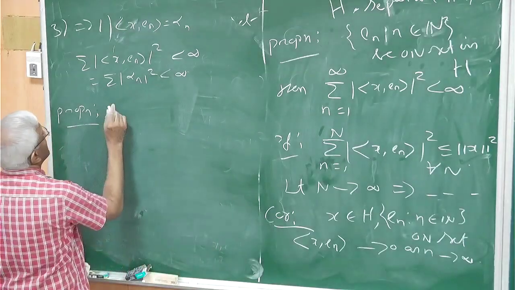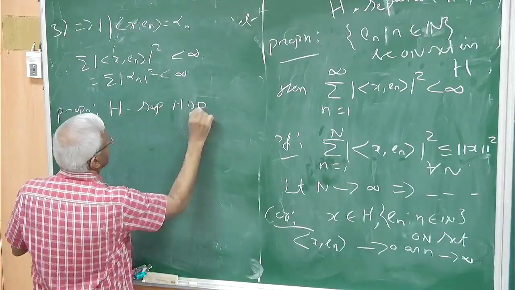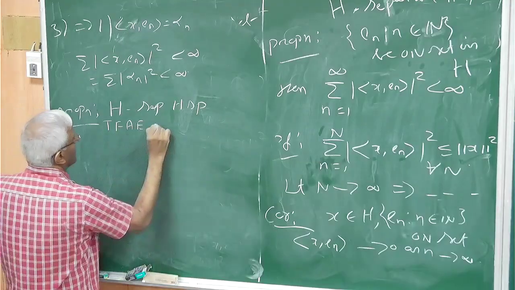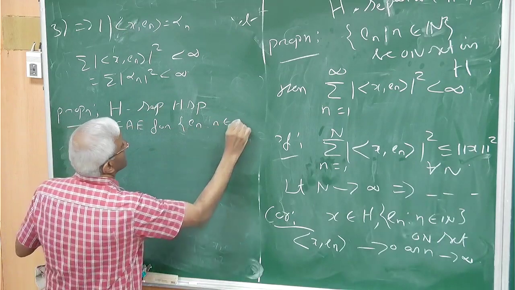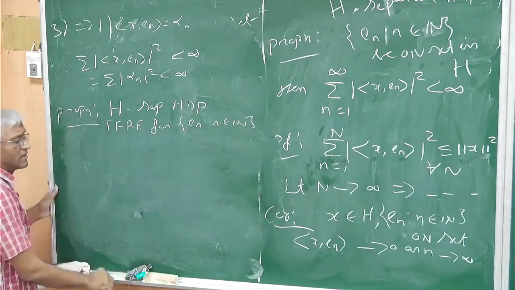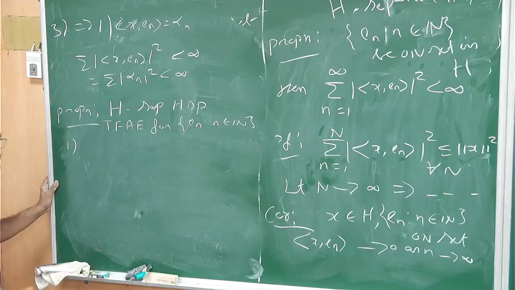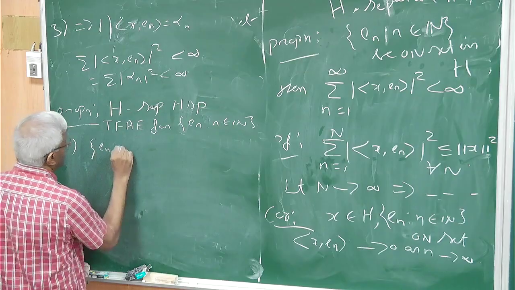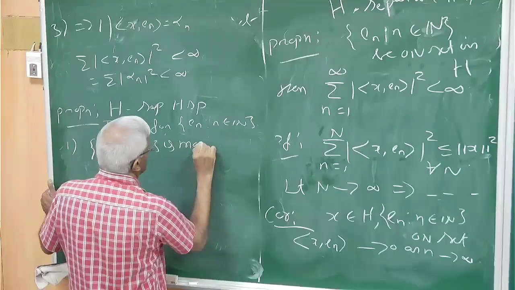Let H be a separable Hilbert space. The following are equivalent for e_n, n in N. One: e_n, n in N, is a maximal orthonormal set.